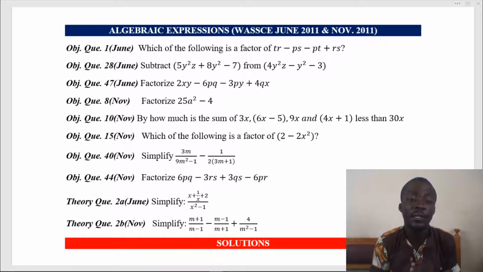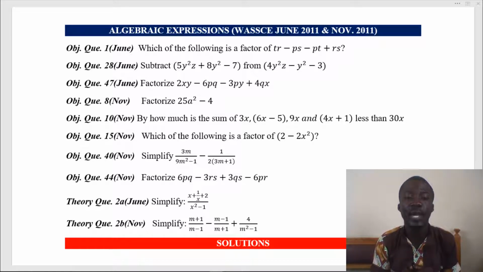Objective question 40, November. Simplify 3m divided by 9m squared minus 1, minus 1 divided by the expression 2 (3m plus 1). Objective question 44, November. Factorize 6pq minus 3rs plus 3qs minus 6pr.